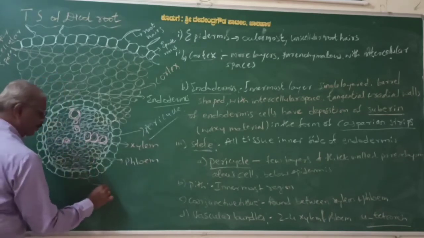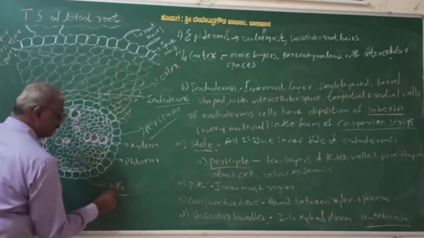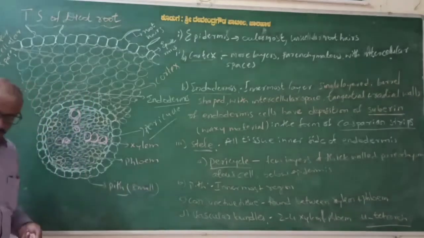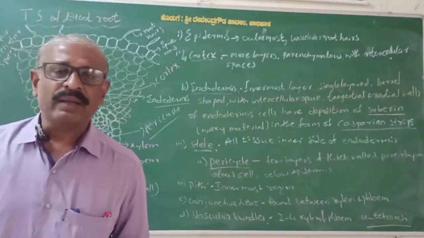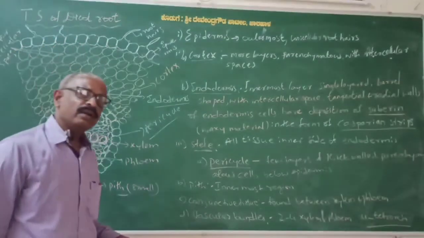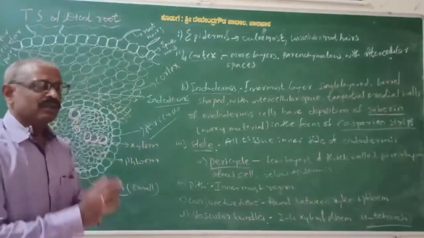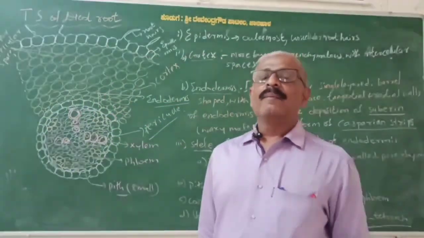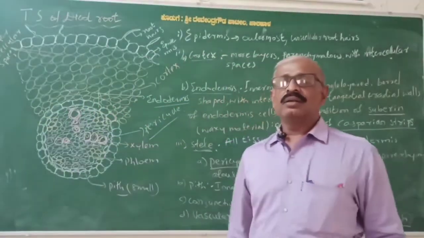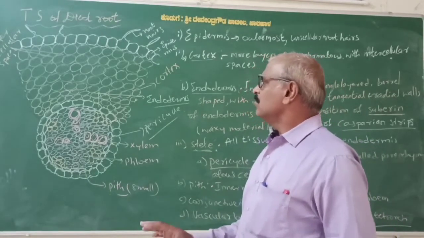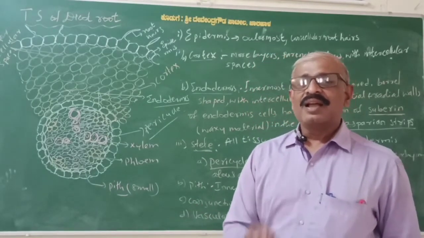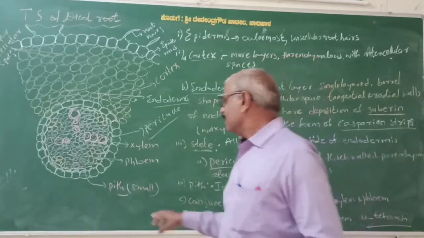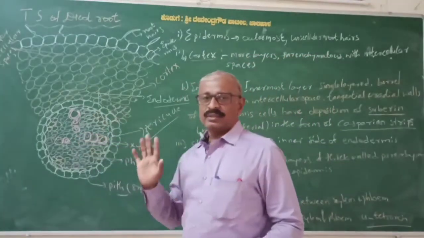The central, usually the dicot pith is small. Pith is made by parenchyma cells, and this is smaller. Usually in dicot roots, pith is usually absent. Even if it is present, it is small.